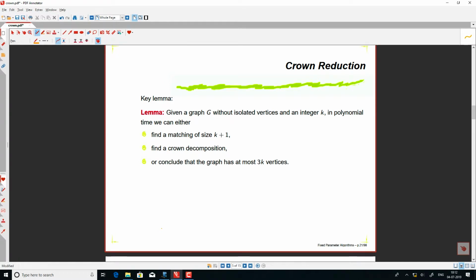If neither of this happens, then I'm going to prove to you that your resulting graph has only 3k vertices. So that's a kernel. That's a kernel on 3k vertices. End of the story, right?